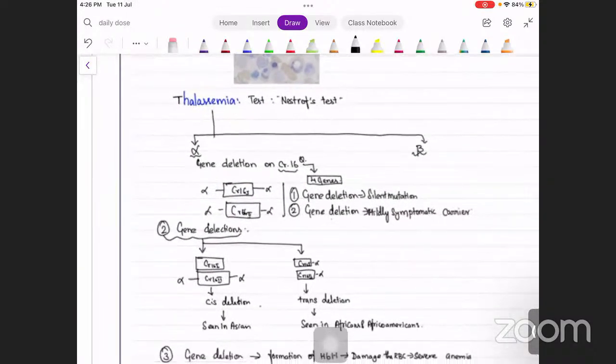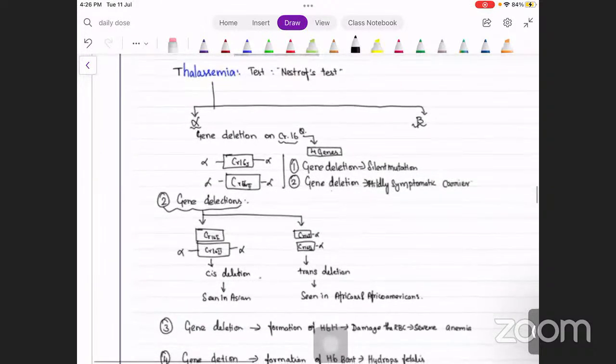And then thalassemia. The test for thalassemia is the Nestroff test. It could be alpha and beta. Alpha, gene deletion in chromosome 16. It contains 4 genes. So if it is a 1 gene defect, you see the silent mutation.